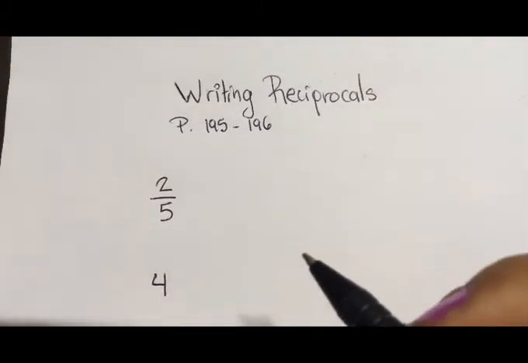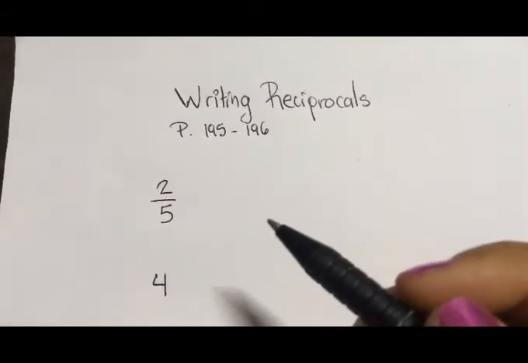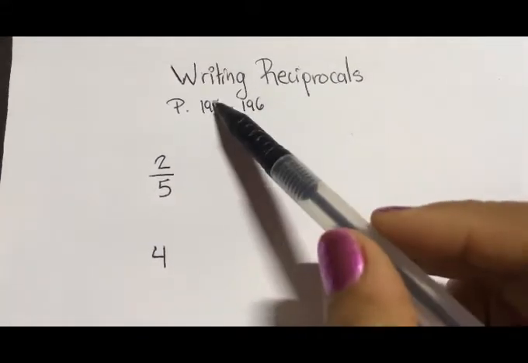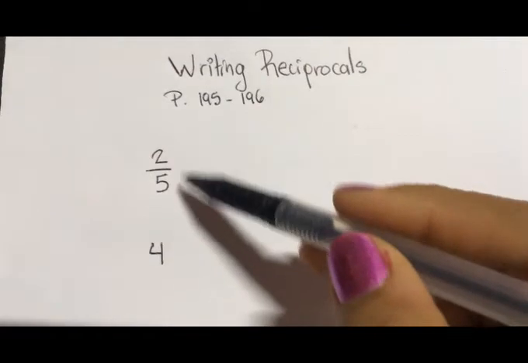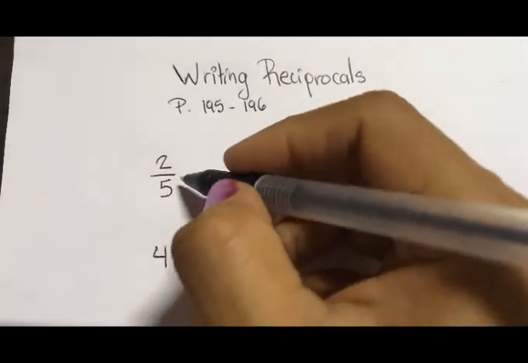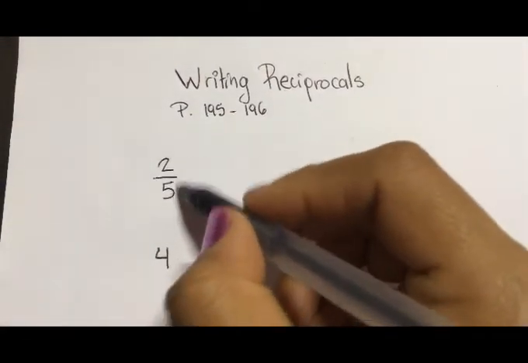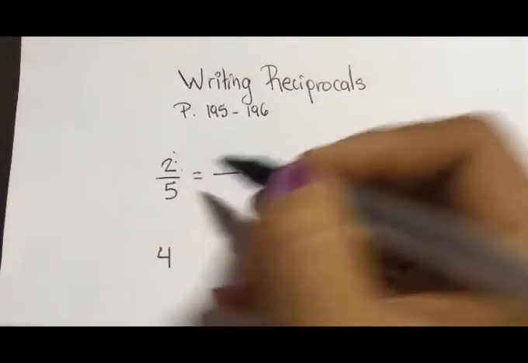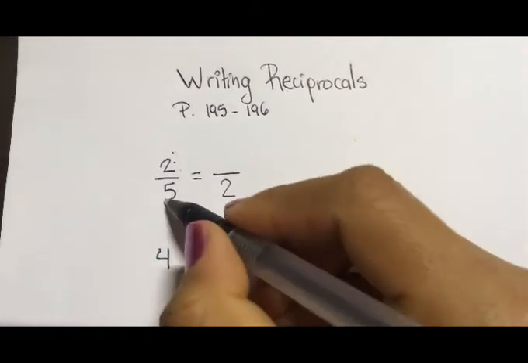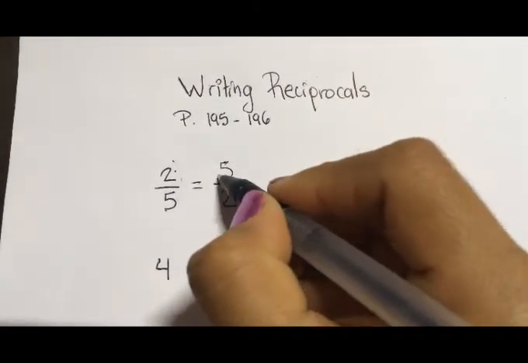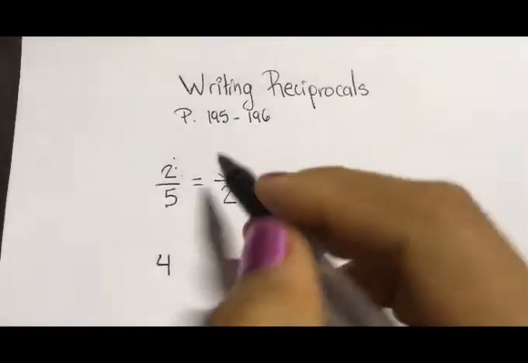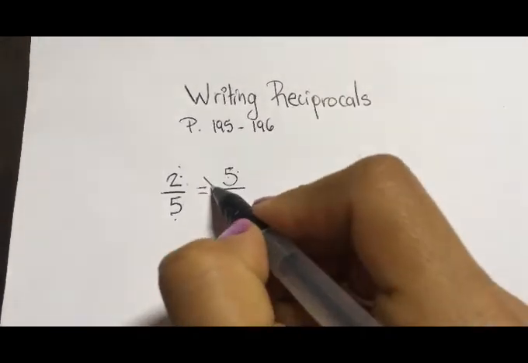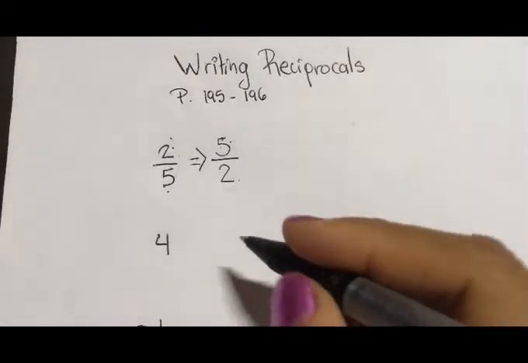Okay, let me explain here how to solve the problem. 3 different reciprocals. We need to rewrite the fraction. Okay, in this case, we only have to switch or flip the numbers. The numerator passes to the denominator. The denominator passes to the numerator. Now 2/5, the reciprocal is 5/2. Yeah? Okay, now let's do this.